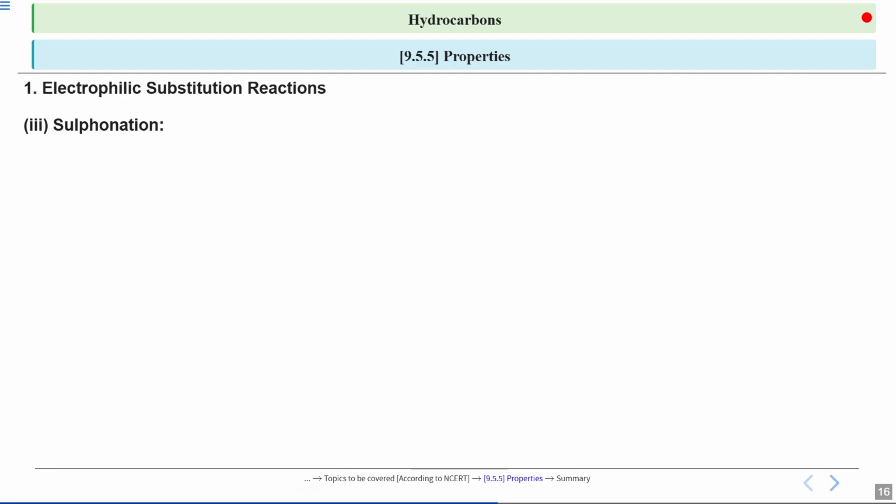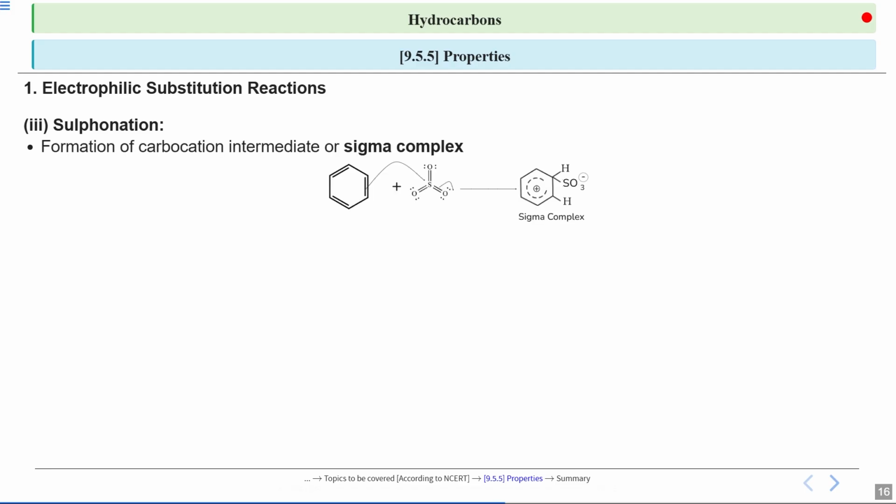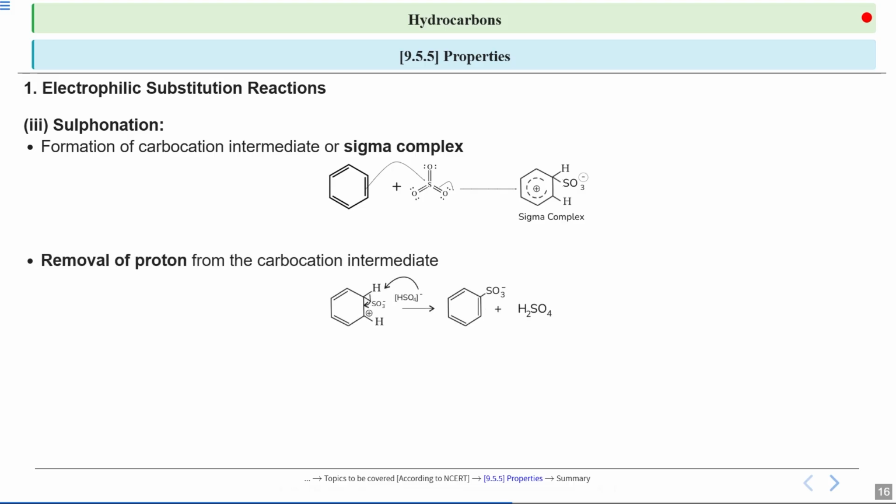Now, continuing with the sulfonation reaction, our next part is to see how the formation of the carbocation intermediate takes place, which is also known as the sigma complex. This happens when the electrophile is attacked by the benzene ring, temporarily disrupting its stability. The positive charge is delocalized over the ring, which is important for the next step. Pay attention to how the structure changes in the diagram.